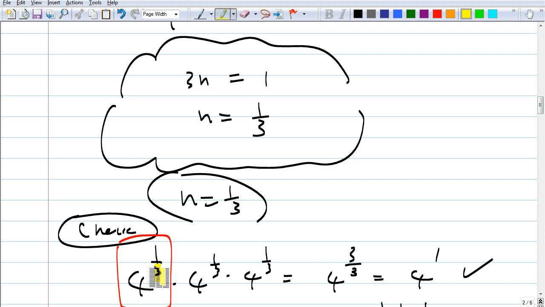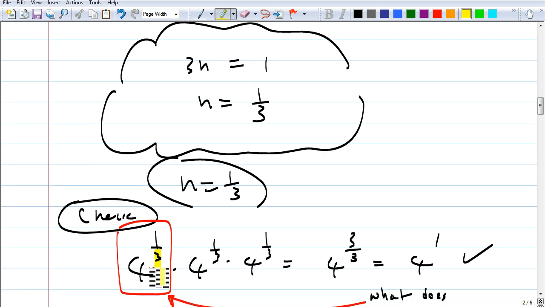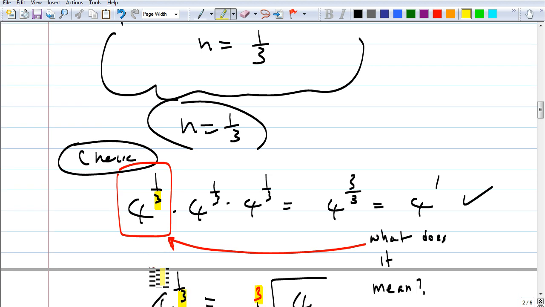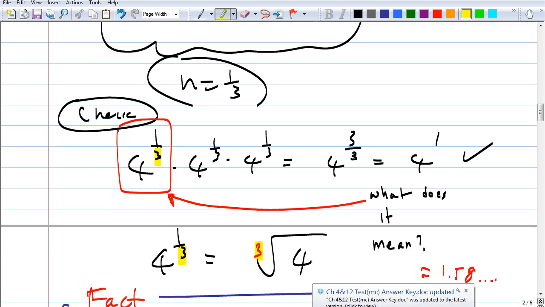It's got to be bigger than 1, right? Because 1 times 1 times 1 is 1. It's got to be smaller than 2. Turns out, when you punch it into a calculator, it comes out to be about 1.58. If you don't believe me, multiply 1.58 times 1.58 times 1.58. You get about 4. No, you don't have to give me the approximation, but I just want you to understand what number it represents.